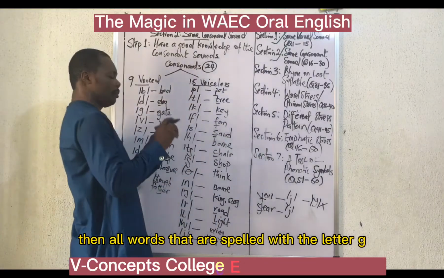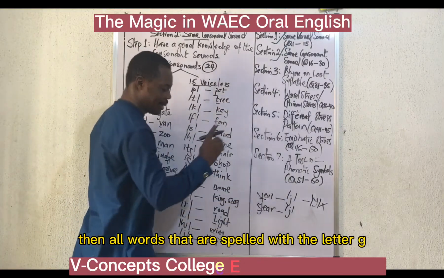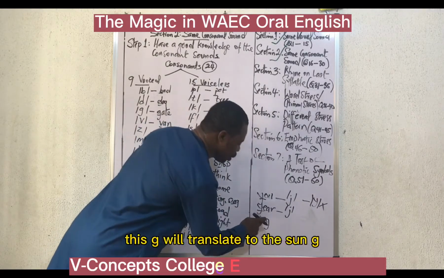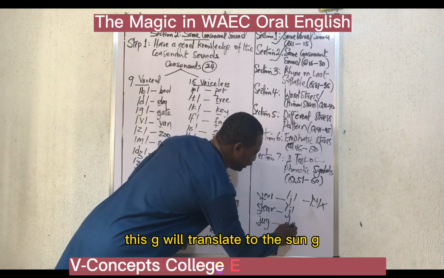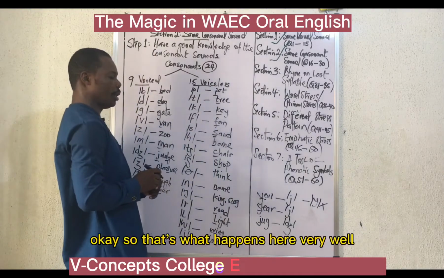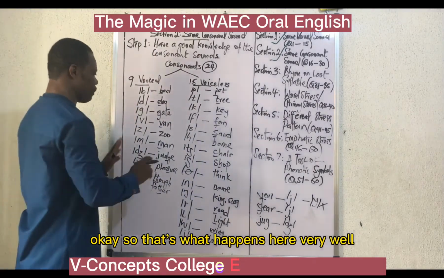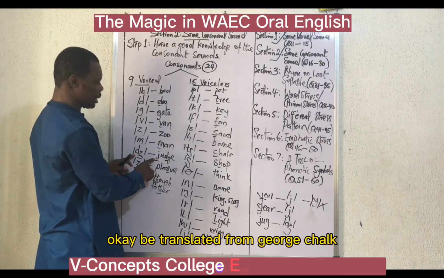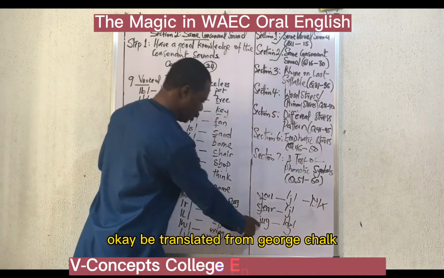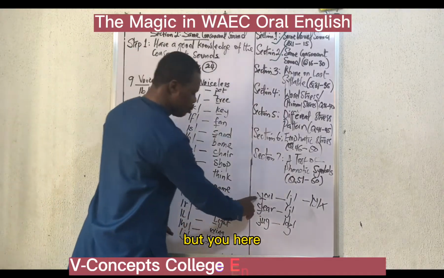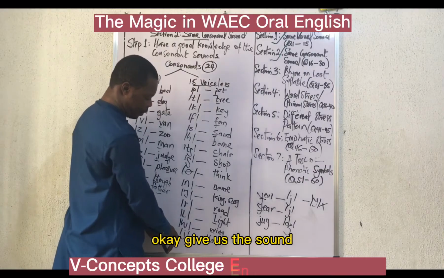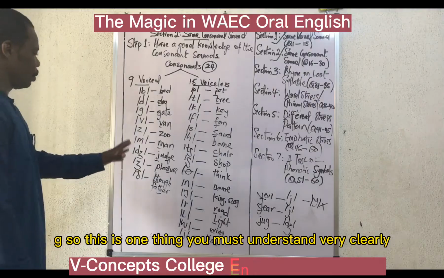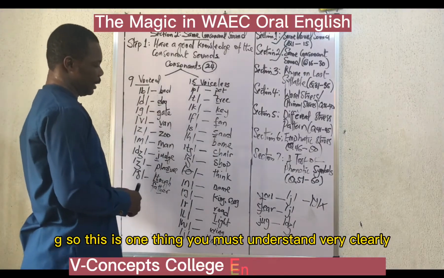Then all words that are spelled with the letter J, like jog, if I give you jog, this J will translate to the sound G. Okay, so that's what happens here. Check very well. We have G translated from George, jog, but you here gives us the sound J. So this is one thing you must understand very clearly.